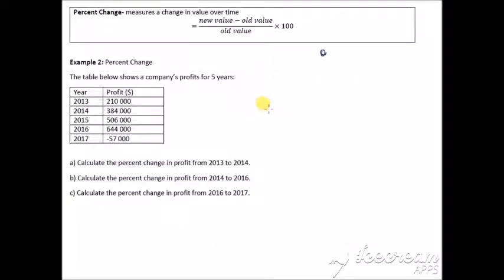Now we're going to talk about percent change. So what this does is it measures a change in value over time, okay? So it's like increasing a percentage or decreasing a percentage. So what we do is we subtract the new value, so maybe the current one, and then subtract the old value, so whatever you're comparing it to. Okay, so this is in the past. And then you divide it by that past value. You want to take it as a percentage, so whatever decimal we get, we multiply it by 100.